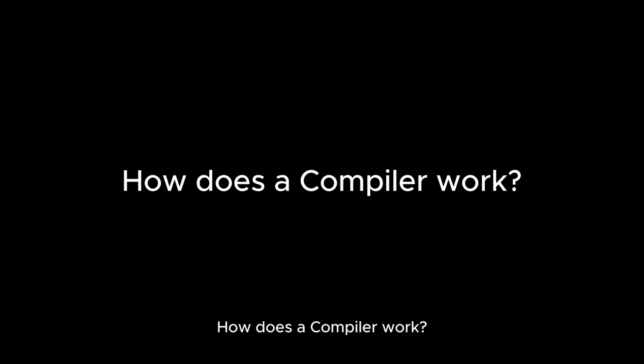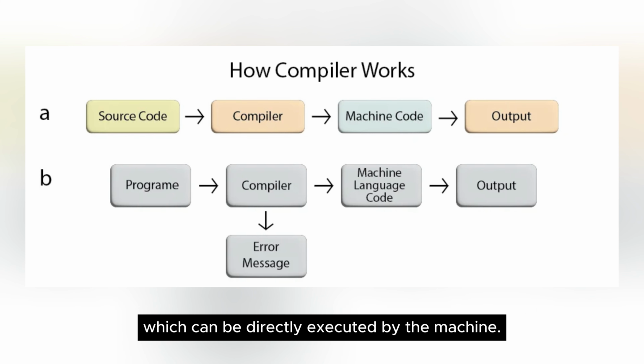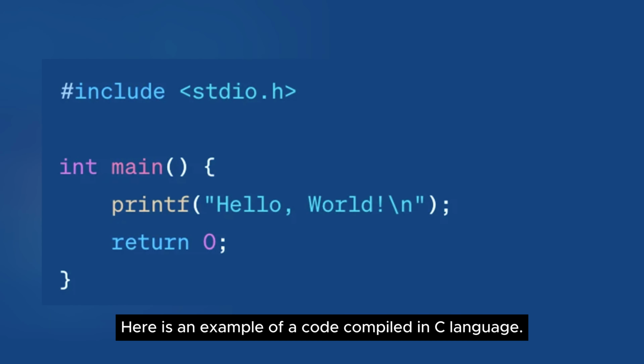How does a compiler work? A compiler takes your entire program and transforms it into object code, which can be directly executed by the machine. No source code is needed after compilation. Here is an example of a code compiled in C language.